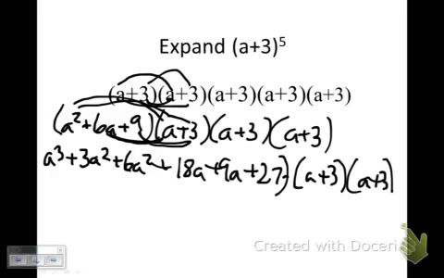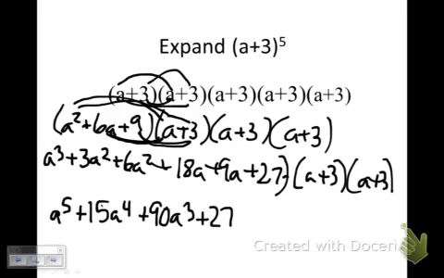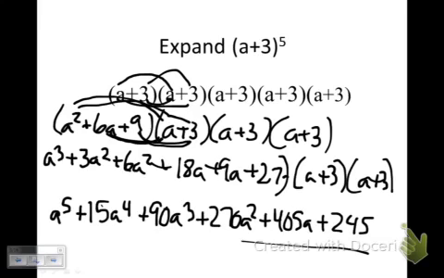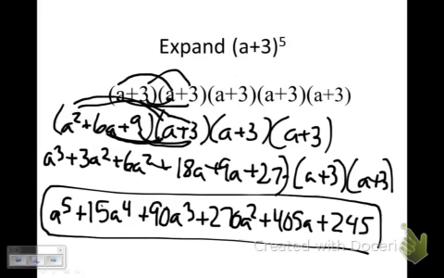And eventually what I would do is I would come up with this really long answer of a to the 5th plus 15a to the 4th plus 90a cubed plus 270a squared plus 405a plus 243. And that would be my final expanded answer. So expanded is just written out, no multiplications, no exponents, as far as the whole thing raised to a power, just like that. Well, that could get really, really interesting if you got lots and lots of numbers to do.